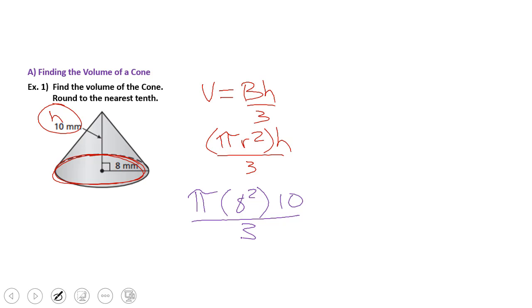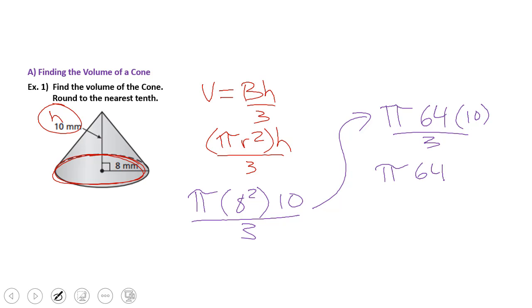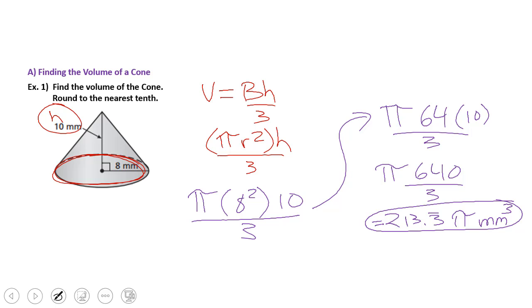Now we're going to do our math and start simplifying. We're going to leave that pi symbol. We've got 8 squared, that's 64. I can't simplify anywhere with the 3 and the 10, so I'm still going to multiply that by 10 and divide by 3. Continuing to simplify, pi times 640 divided by 3. When you take 640 and divide by 3, you get 213.3 repeating times pi. If we leave this answer in terms of pi, we have millimeters cubed. Remember, cubed is always our volume. So that's writing the answer in terms of pi.